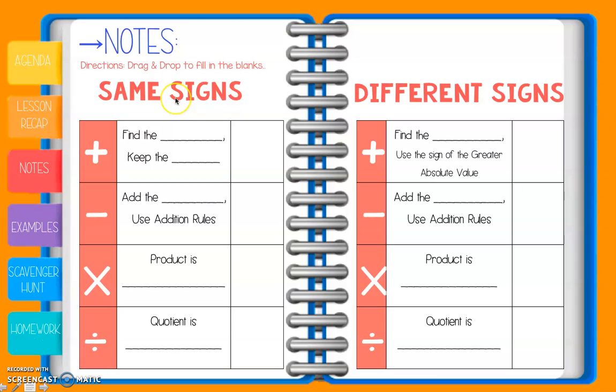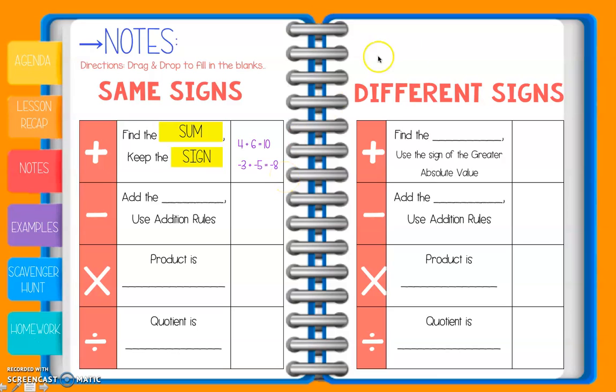If they have the same sign, you're going to find the sum and keep the sign. So for example, 4 plus 6, both of those are positive, so we find the sum, we add them together. 4 plus 6 is 10. They're both positive, so we're going to keep that positive sign. Also, negative 3 plus negative 5. They have the same sign, so we're going to find the sum. 3 plus 5 is 8, and we're going to keep the sign, which is a negative, so the answer is negative 8.